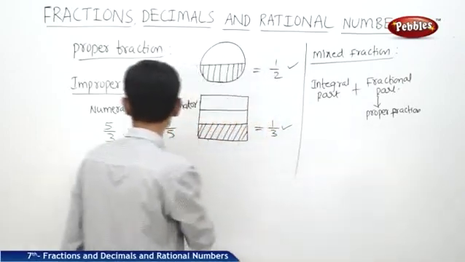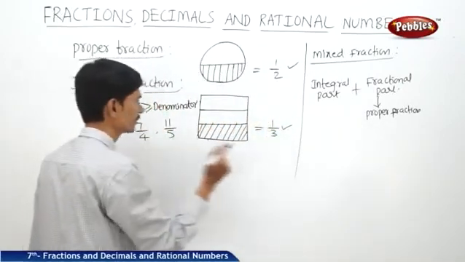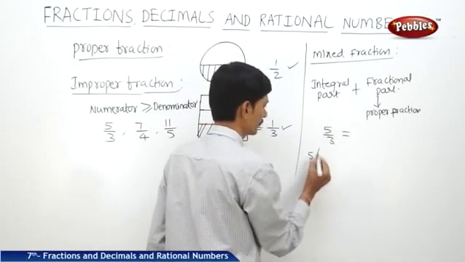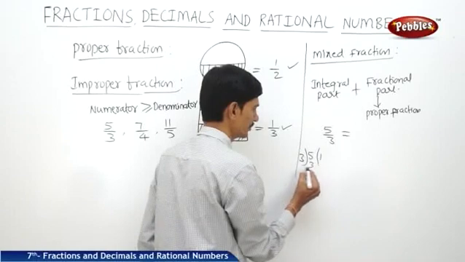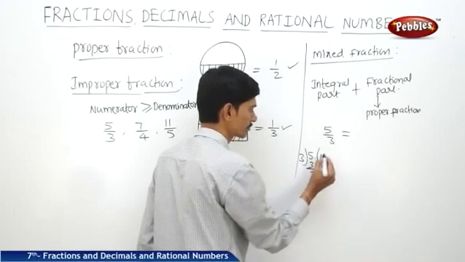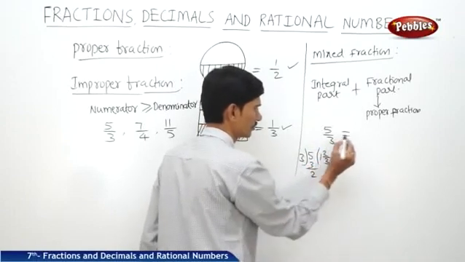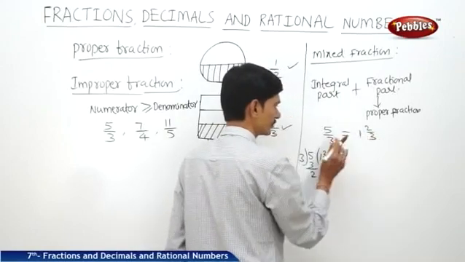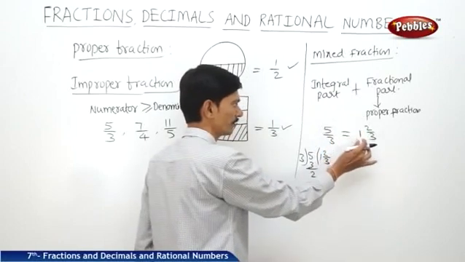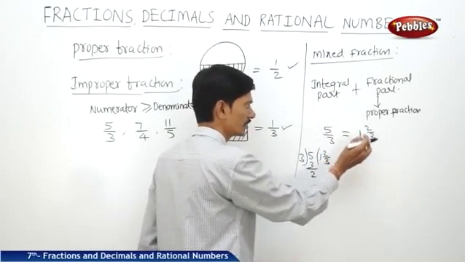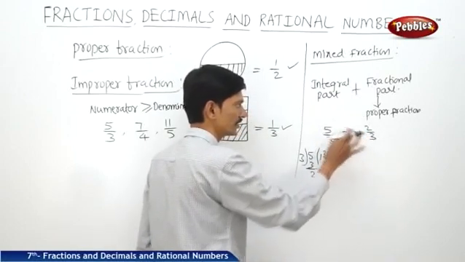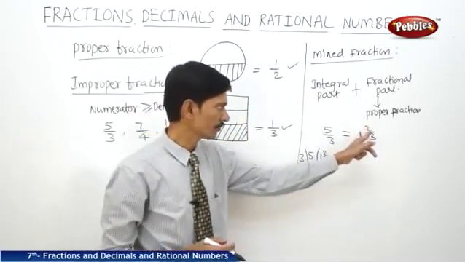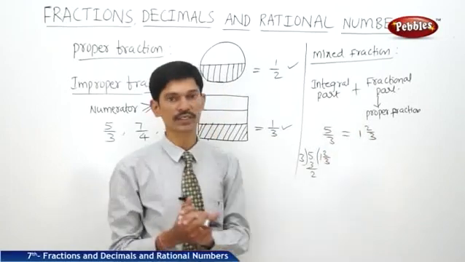For example, if you take the improper fraction 5 by 3, and if you divide 5 by 3, then we get 3 ones are 3, then 2 is the remainder. This can be written as 2 by 3. So this 5 by 3 equals to 1, 2 by 3. So this improper fraction can also be written in the form of mixed fraction. In this mixed fraction here, 1 is the integral part and 2 by 3 is the fractional part. And this fractional part 2 by 3 is a proper fraction.